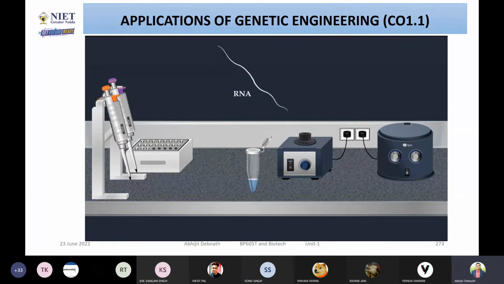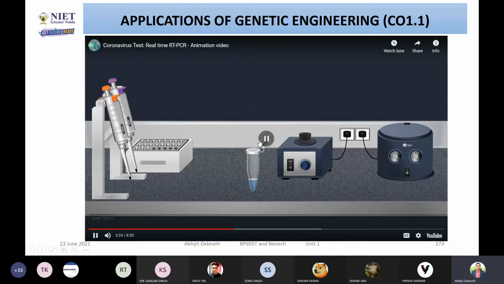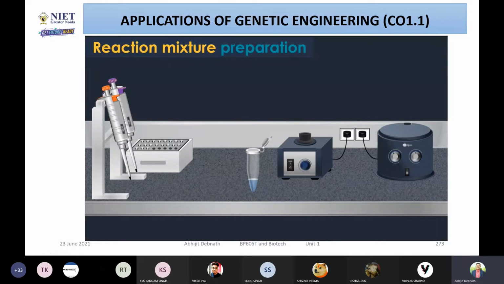After the extraction of the viral RNA, you might be wondering, sir, why they have done the centrifugation thrice. The first two times was just to get the RNA from the mixture of the other cell nuclei, other cell components. In the third step, they have done the cleaning just to remove the impurities which actually adhere to the silica. Next is preparation of the reaction mixture for PCR amplification.